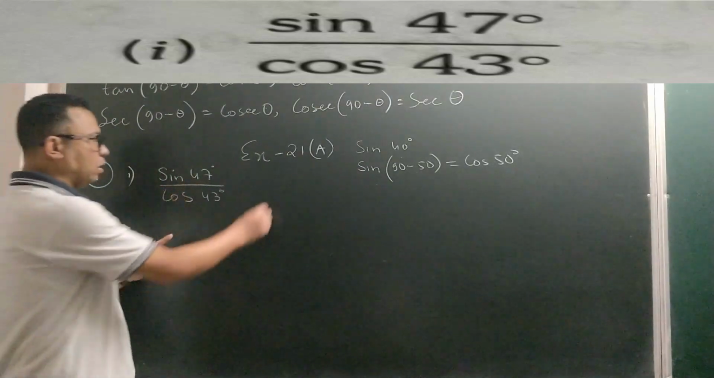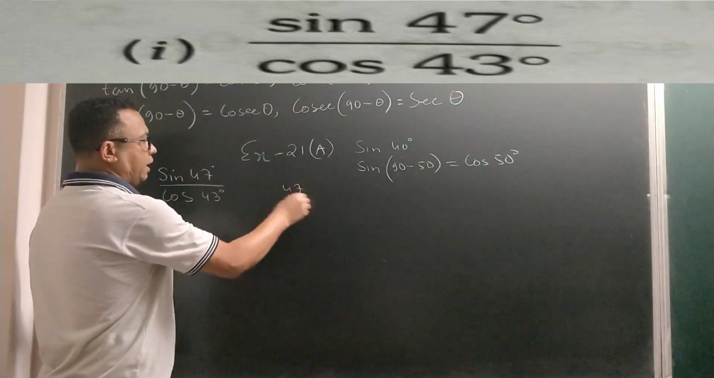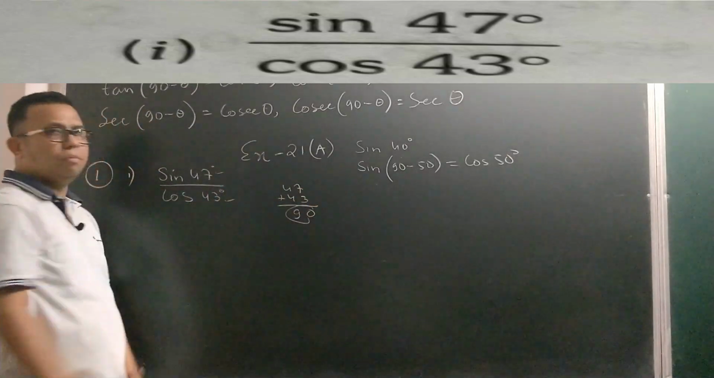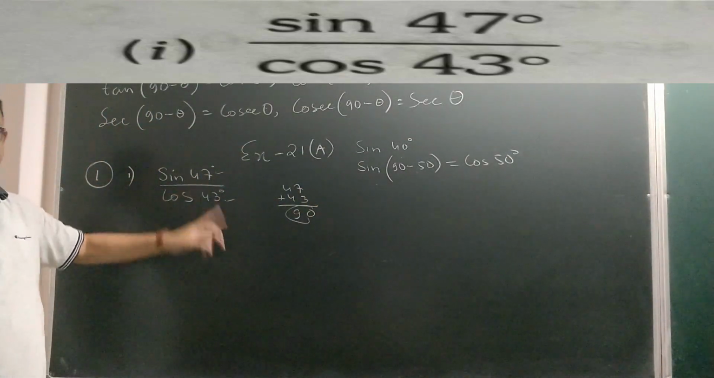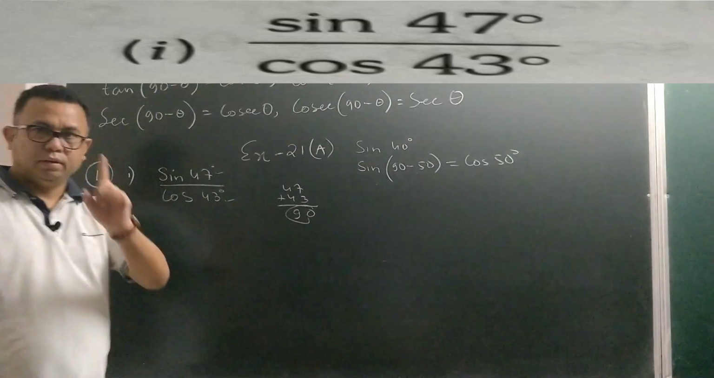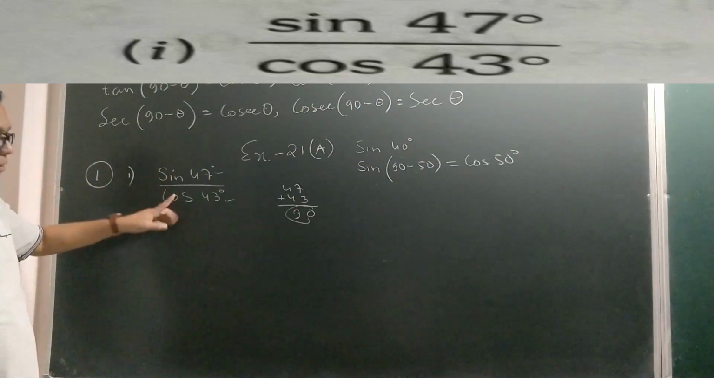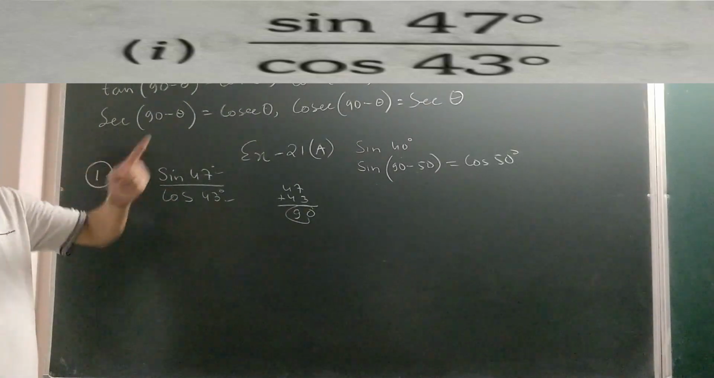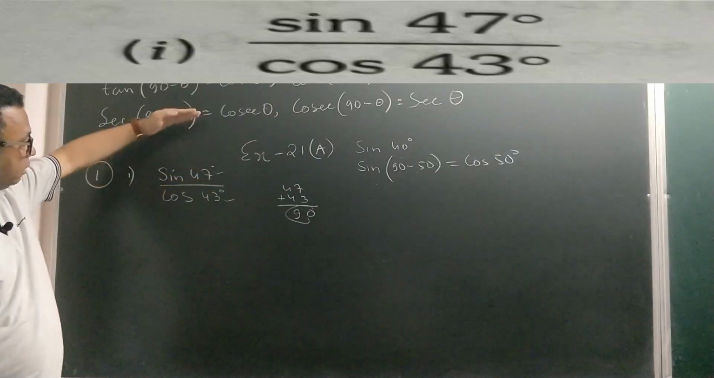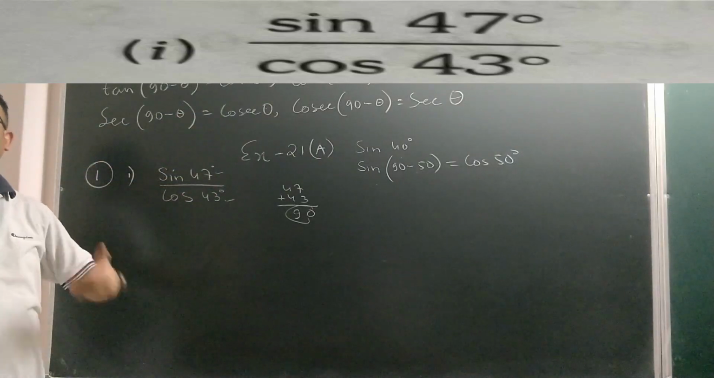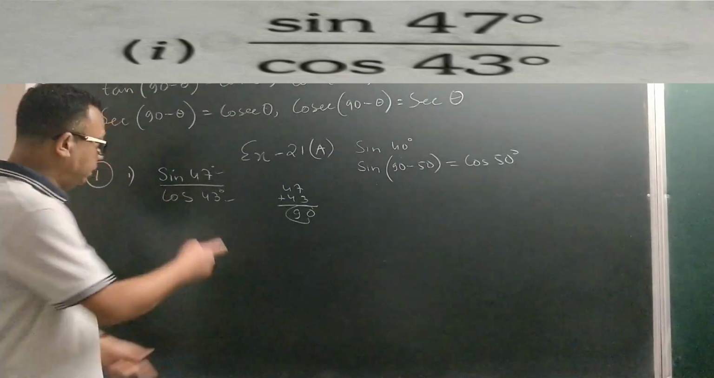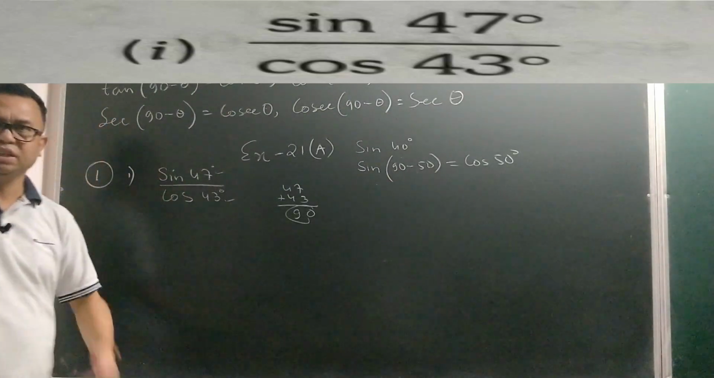Now let's check the total. 47 plus 43 is 90, so these two angles are complementary angles. Then how do we solve? You will change either the upper one or the lower one, only one of the two complementary angles, using these formulas. If you want, change sine; if you want, change cos. It is your wish.